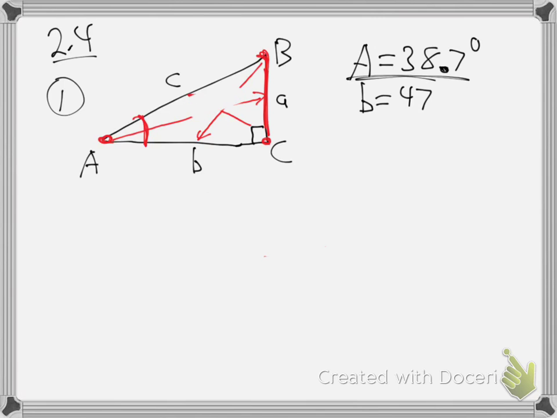38.7. Boy, I messed this all. Let me clean this up here. And they're telling me that this is 38.7 degrees. Little b down here, this side, is 47. And they want me to find everything else, basically. They call it solve the triangle, which means find every side and every angle.